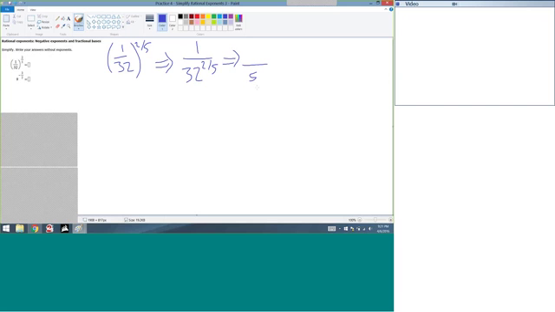So we've got a 5th root of 32, all of that raised to the 2nd power. The 5th root of 32 is going to be 2. Raised to the 2nd is going to put us at a 1/4.